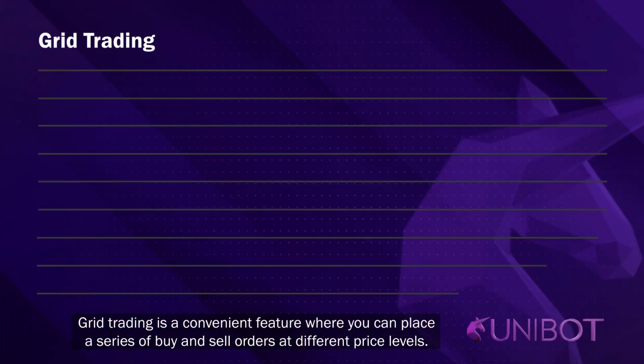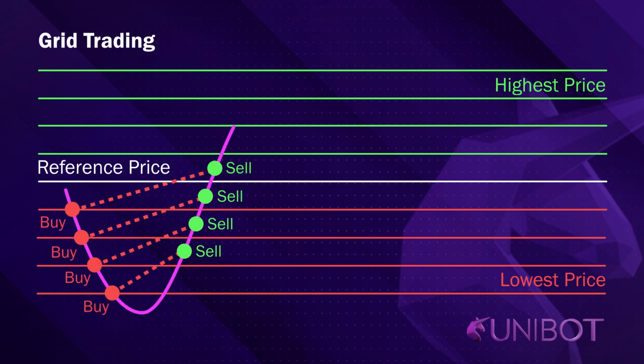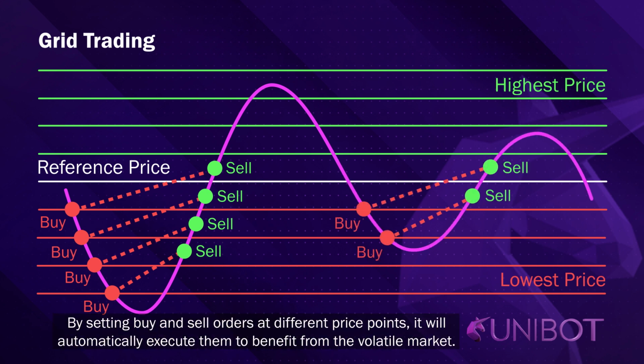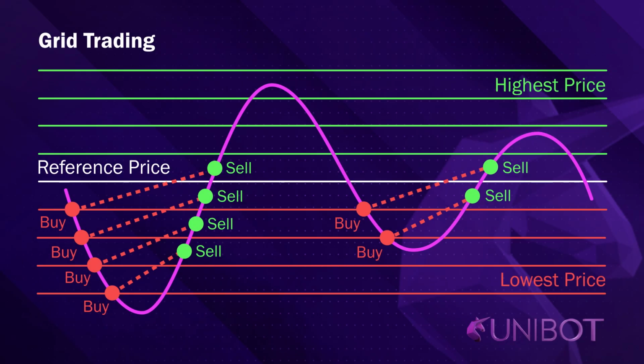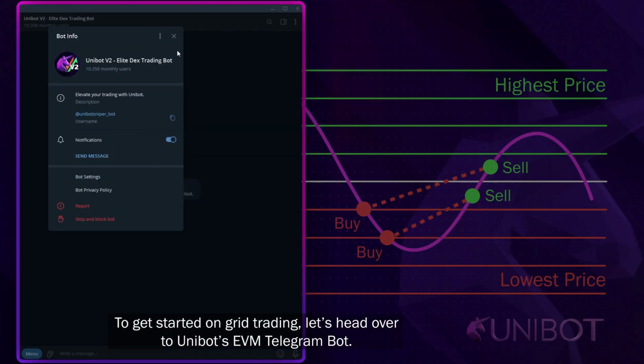Grid trading is a convenient feature where you can place a series of buy and sell orders at different price levels. Grid trading is ideal in volatile markets where the prices fluctuate. By setting buy and sell orders at different price points, it will automatically execute them to benefit from the volatile market. To get started on grid trading, let's head over to Unibot's EVM Telegram bot.